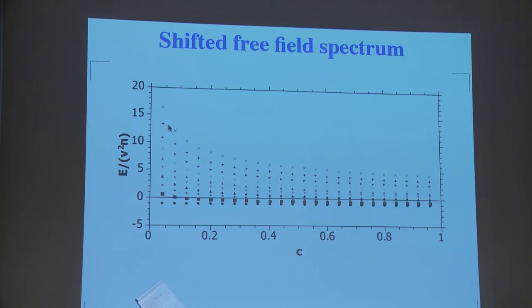And as you approach the light front, all the excited states in the calculation blow up because they're going like 1 over square root of C, because zero modes make a contribution that goes like 1 over the square root of C to the light front energy. So they all blow up except for this one, so you retain that vacuum.